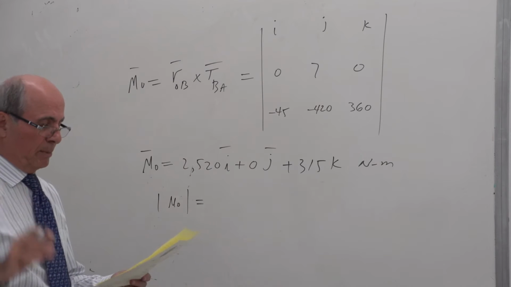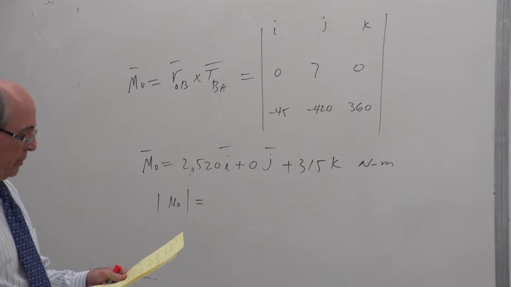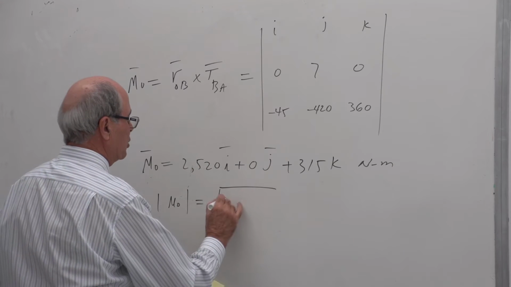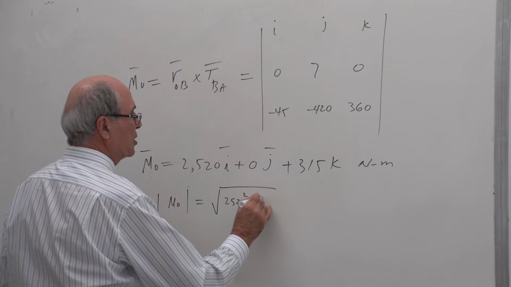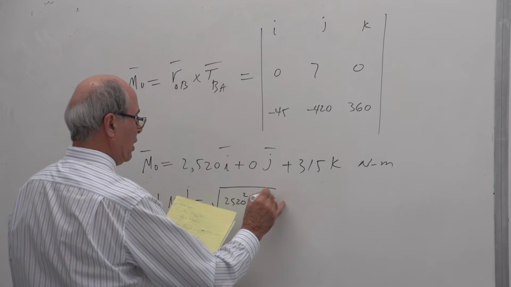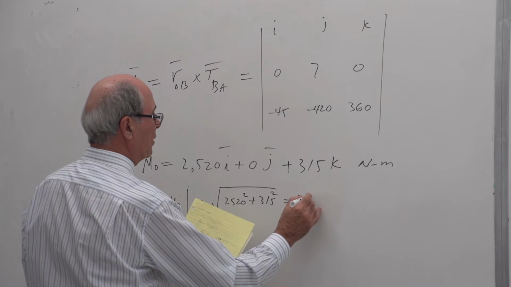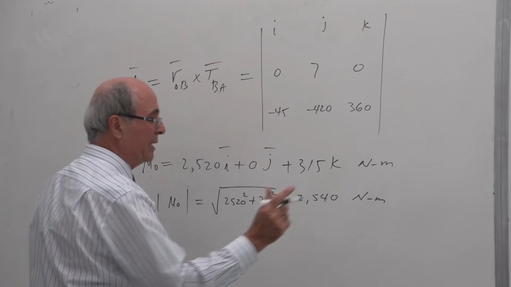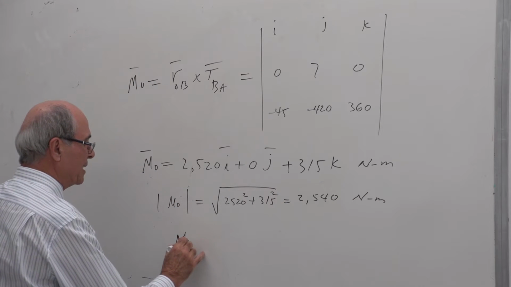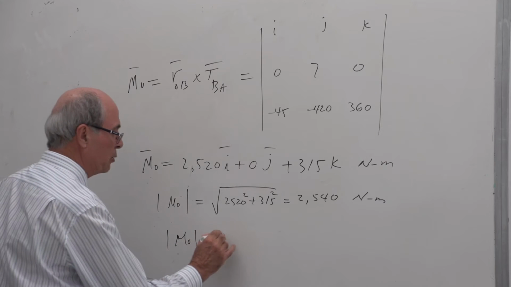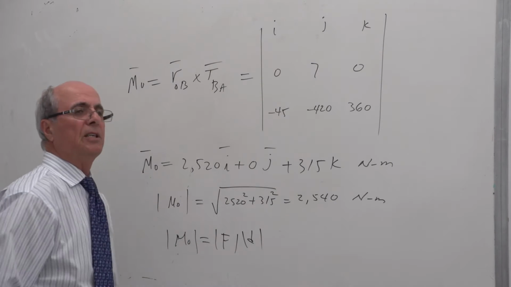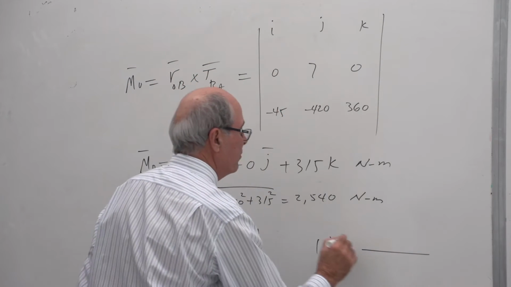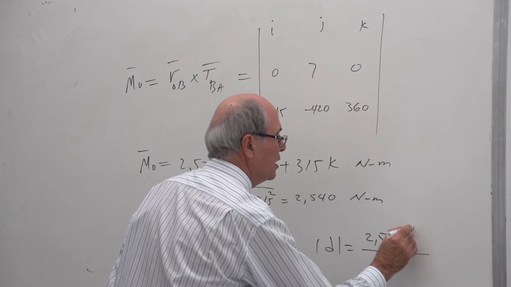This is where I hear somebody say to use F times D, which is perfectly okay. That's what you are going to do. So you find the magnitude of this one, which is the square root of 2,520 squared plus 315 squared, which gives us 2,540 Newton meter. This is the vector format. This is its magnitude. Now we know that M as a magnitude is equal to what? Equal to F times D. Is that correct or not? Or then we use D equal to the magnitude of M, which is 2,540 Newton meter.